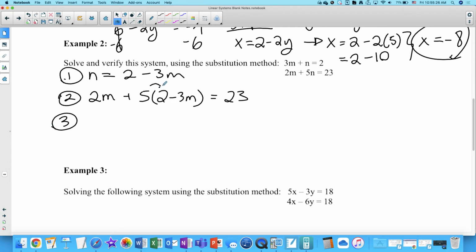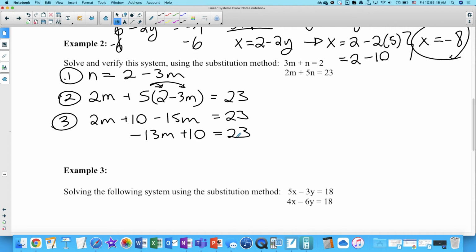So 2 minus 15 is negative 13. Negative 13m plus 10 equals 23. And then isolate the m term by subtracting 10. And we got negative 13m equals 13. So, yeah. Then you divide by negative 13 and it's m equals negative 1.